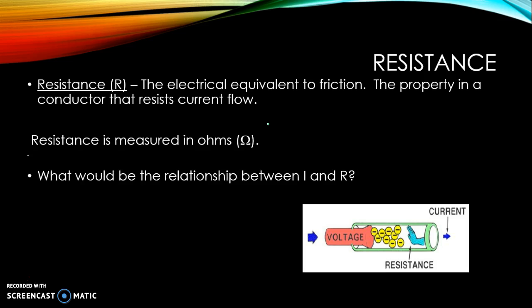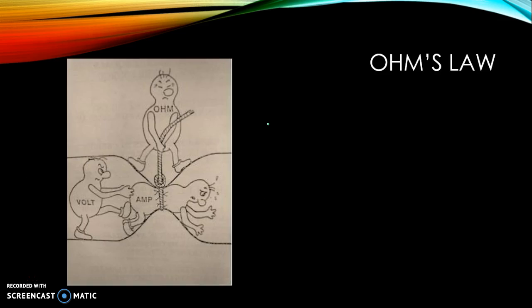So what would be the relationship between I and R? Well, I is proportional to 1 over R, which means that they're inversely proportional. So as one goes up, the other goes down. As one goes down, the other goes up.